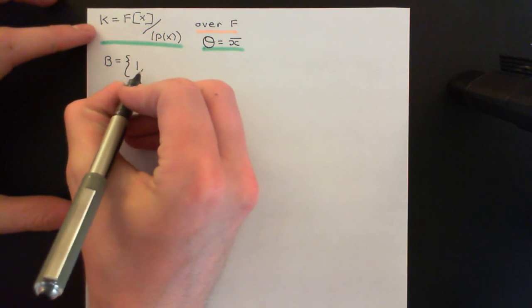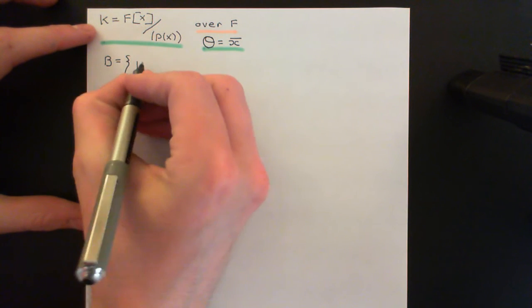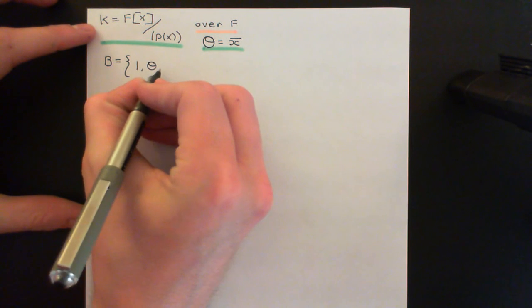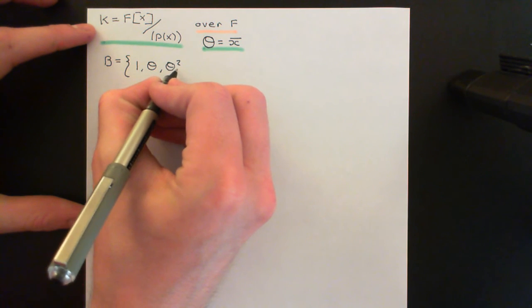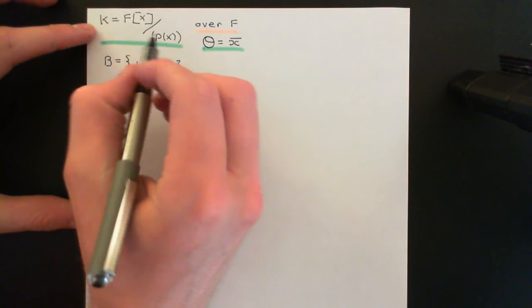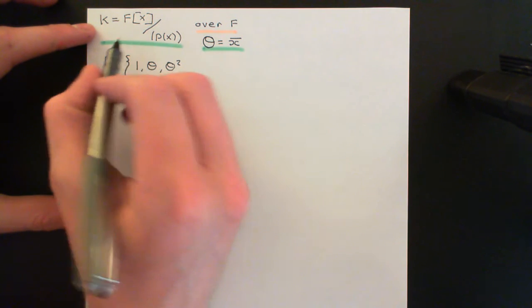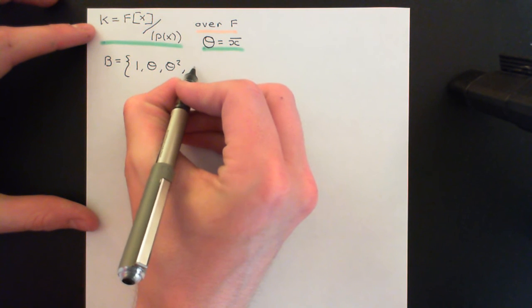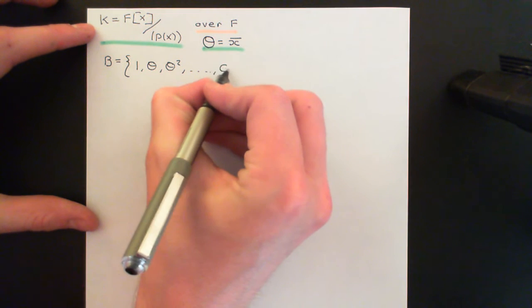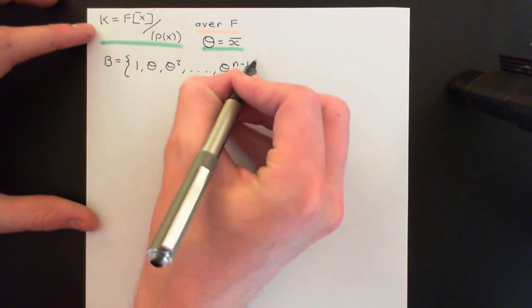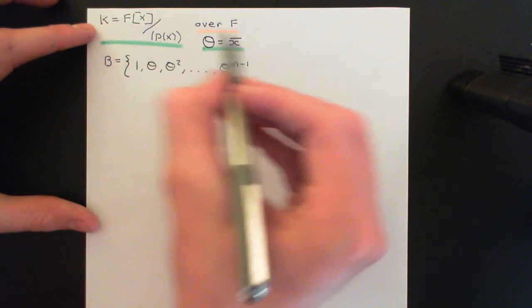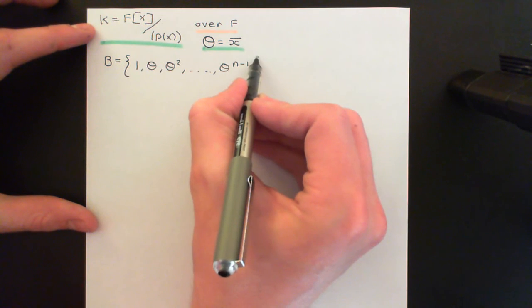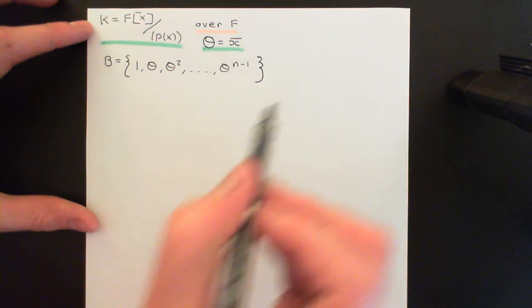We'll take the multiplicative identity of our field extension here, 1. We'll have theta, and then we'll go up. We'll have theta squared, so theta multiplied with itself in this field extension. So you'll be doing multiplication in here, and then you'll continue on all the way up to theta to the power of n minus 1. Whatever n, the degree of the polynomial p of x was, you'll go up to n minus 1 with these powers of theta.